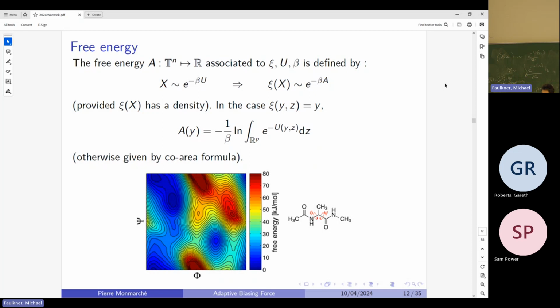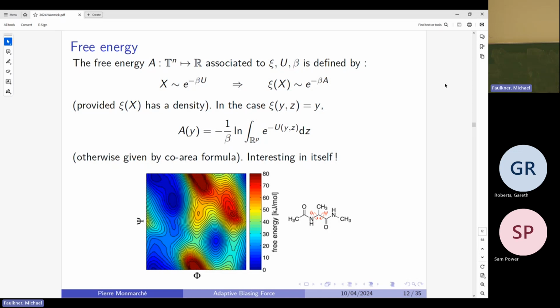Right. So we were here, and now okay. So this is the free energy again. This is the log of the density of this collective variable, so this low-dimensional representation of your space. And here we are going to use it as an intermediary tool to sample mu.